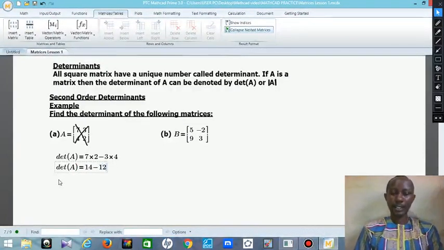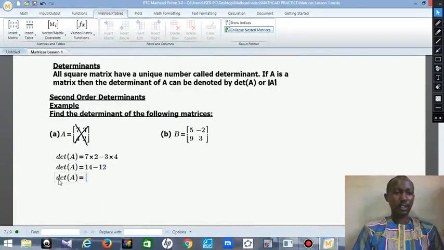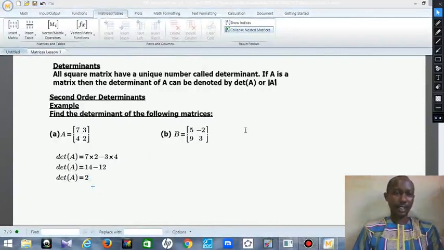Then the final answer will now be 14 minus 12, which is 2. So this is the answer. Very simple as that, like this.